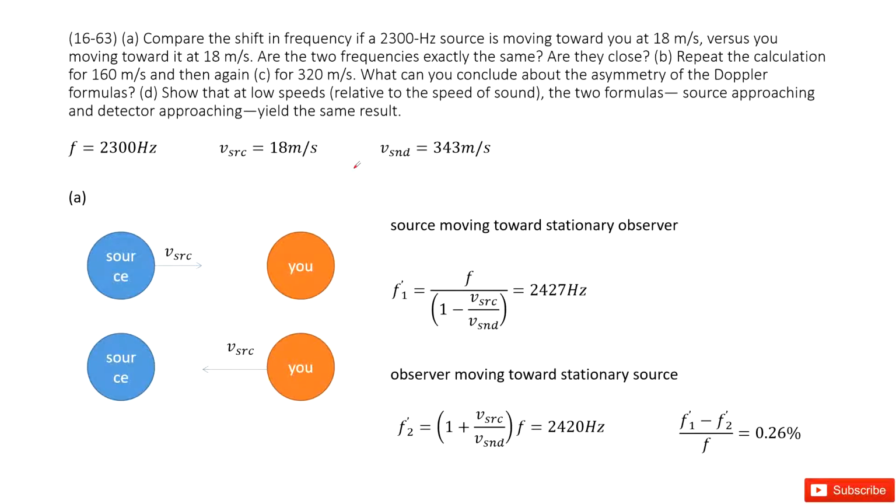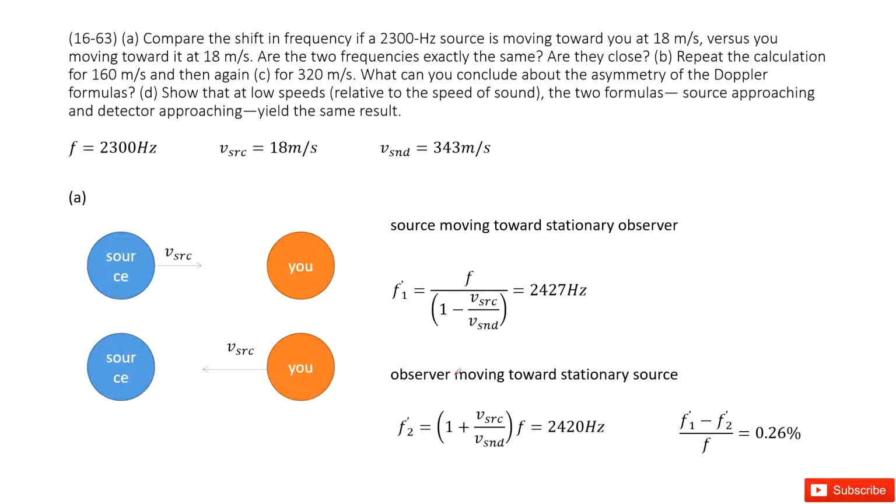Let's look at problem 63 in chapter 16. Chapter 16 is about sound waves. In this problem, we need to compare the Doppler effect shift in two cases. The first case is the source moving towards the stationary observer. The second case is the observer moving towards the stationary source.